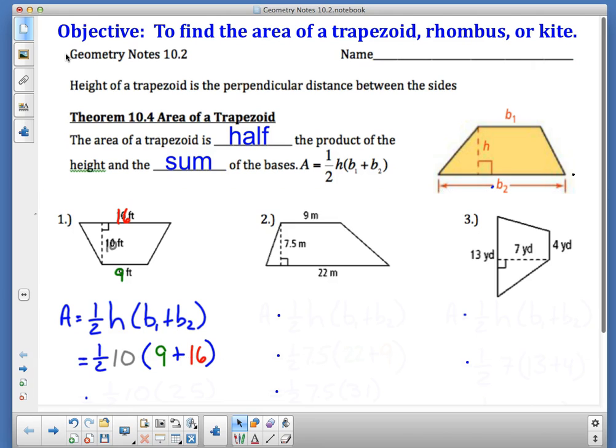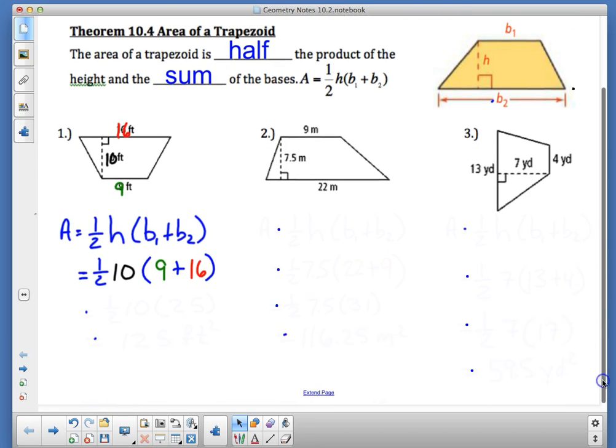Half times my height, which is 10, 9 plus 16 is 25. Half of 25 is 12.5 times 10 is 125. So we should be done. Right now, if you got questions, ask them because that's it. That's what you're doing on the next two. Are there any? And you shouldn't be copying from mine from here on out because you're using a formula.